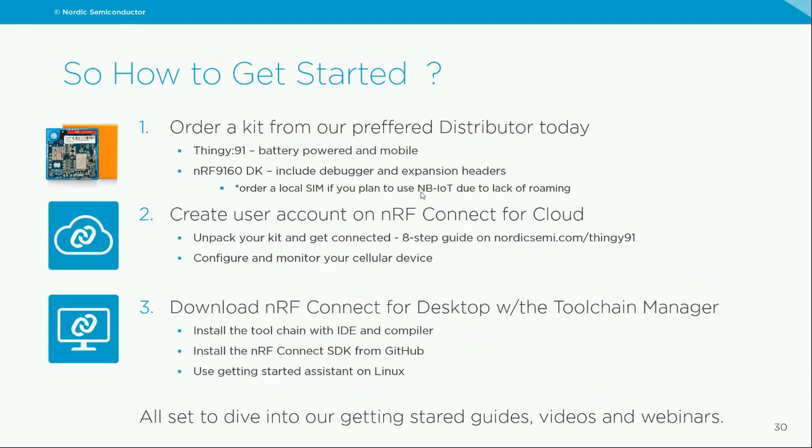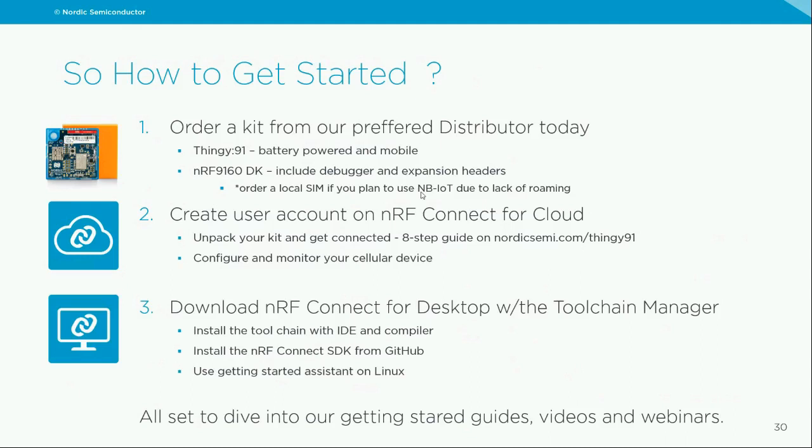There are good things happening now. We see some major carriers announcing Narrowband IoT roaming agreements. So hopefully a global agreement is very, very close, which will solve this little challenge that we all have. Secondly, you need an account on nRF Connect for Cloud. When you have that, you can unpack your kit and you can get connected by following a very basic step-by-step guide. When you have done this, you can configure and you can monitor your Thingy 91 or your DK without having to recompile or develop any code yet.